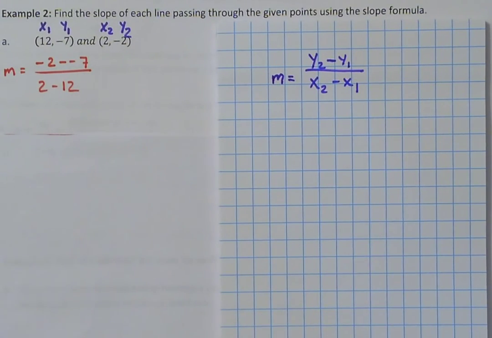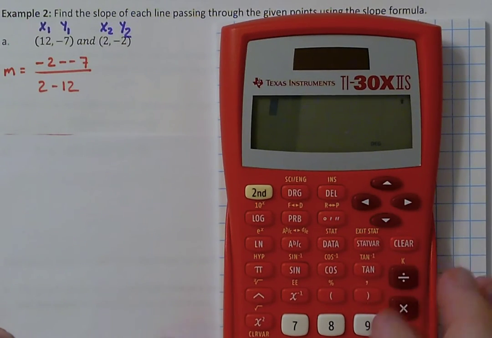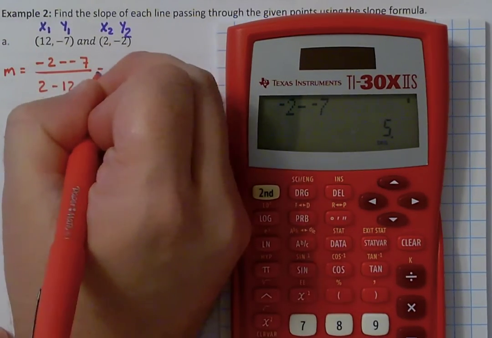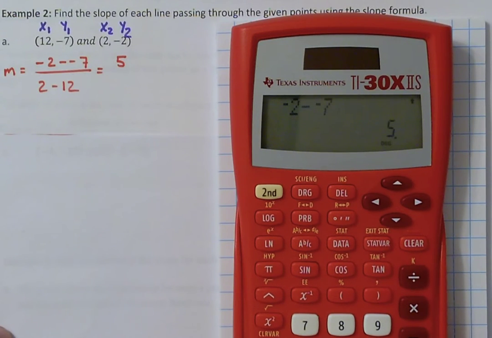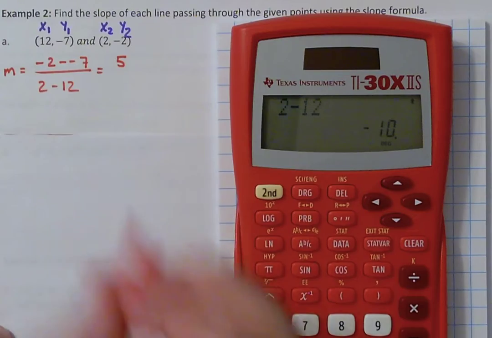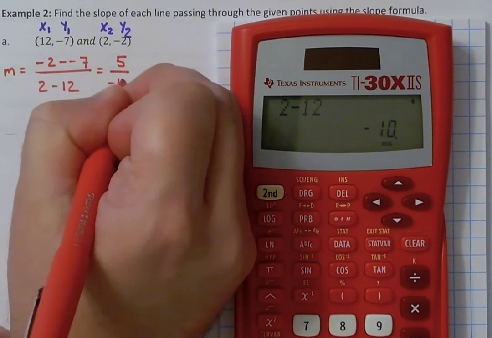So I have negative 2 minus a negative 7 over 2 minus 12. For these problems, you want to do the top and then do the bottom. So negative 2 minus a negative 7, and I get 5. And then if I do 2 minus 12, I end up with negative 10.